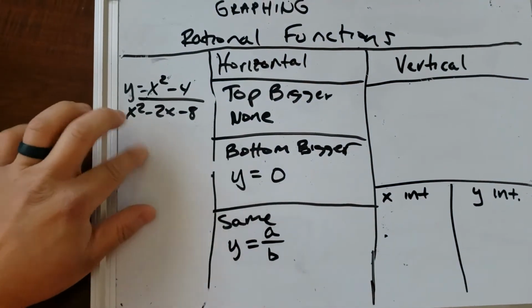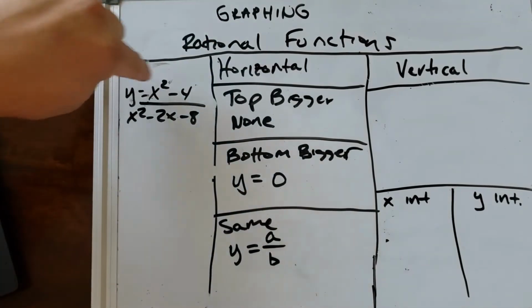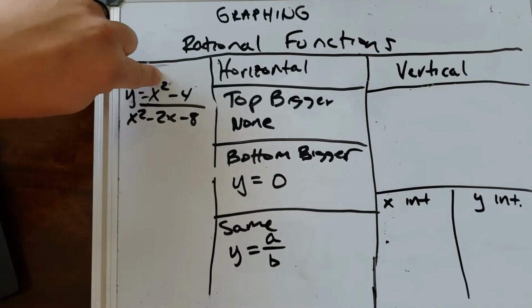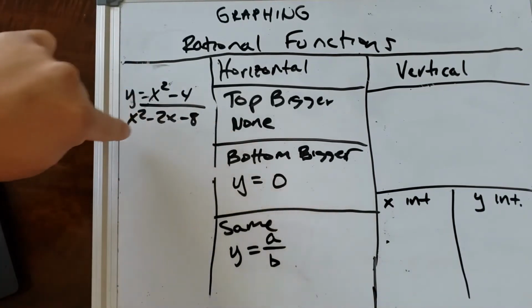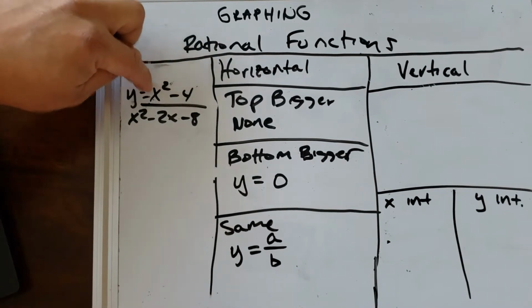So first thing I'm going to do is, again, with horizontal, I'm just looking for the biggest exponent on the top and the bottom. Here I see x squared. Here I look and I see x squared again. So in this case, they're the same, which remember, all I'm going to do is take the number in front of each of those.